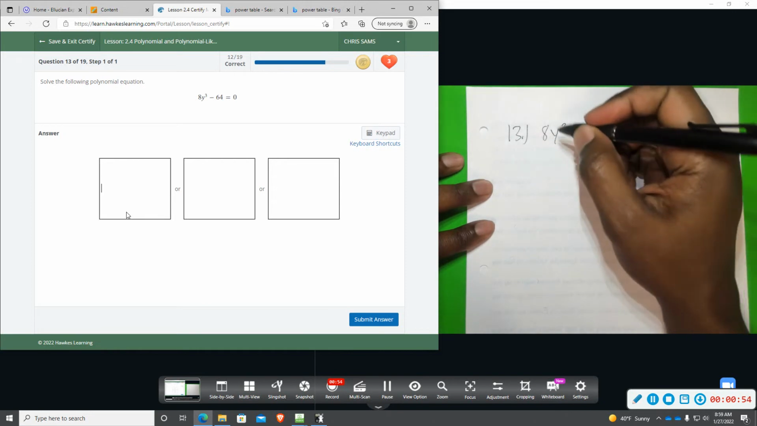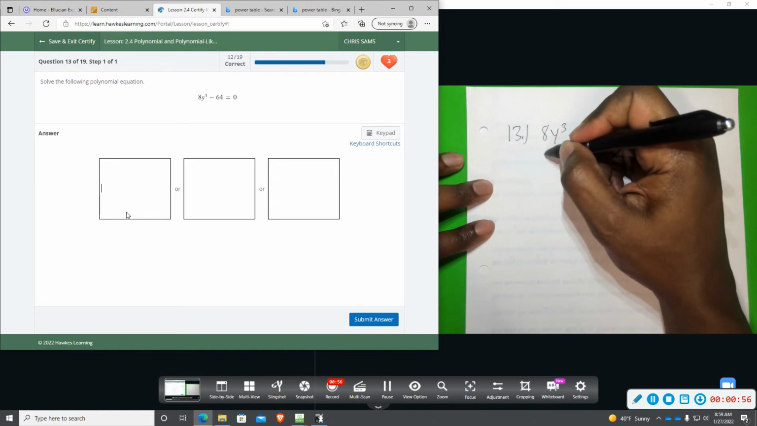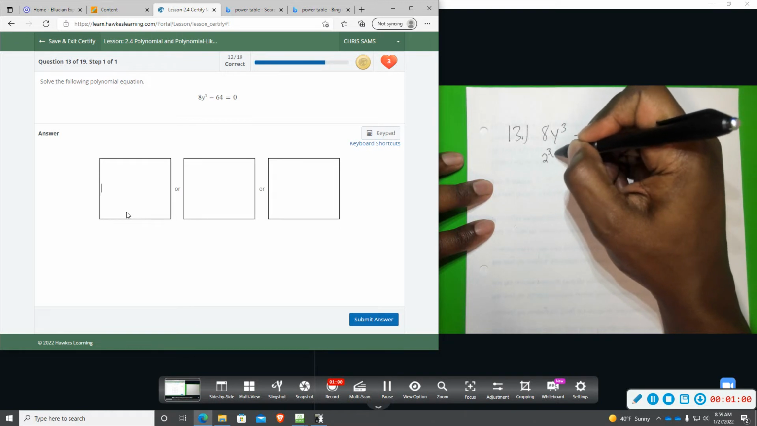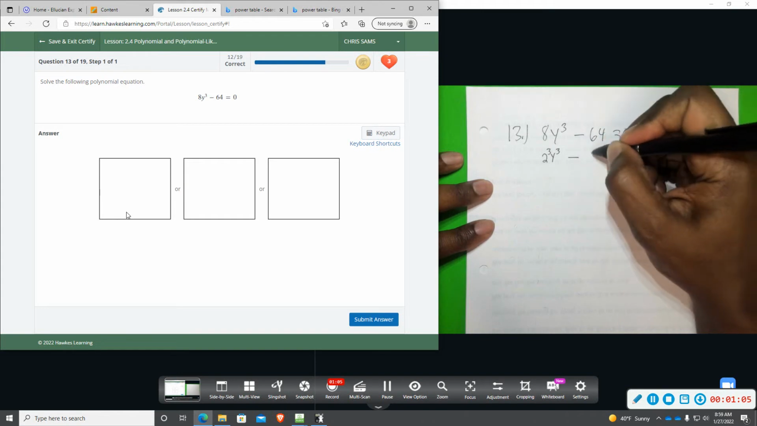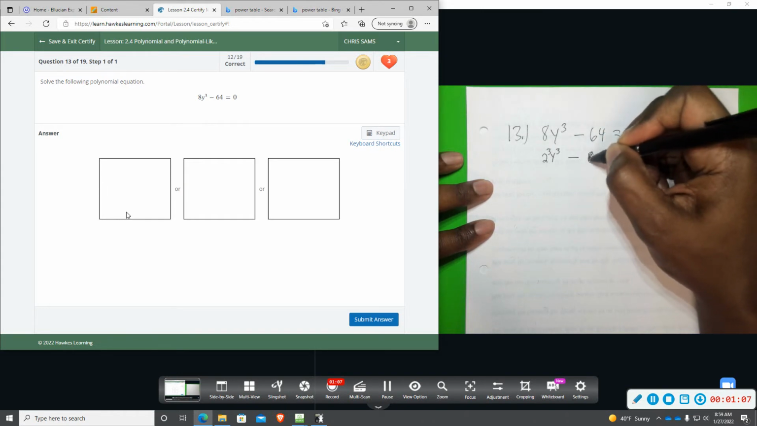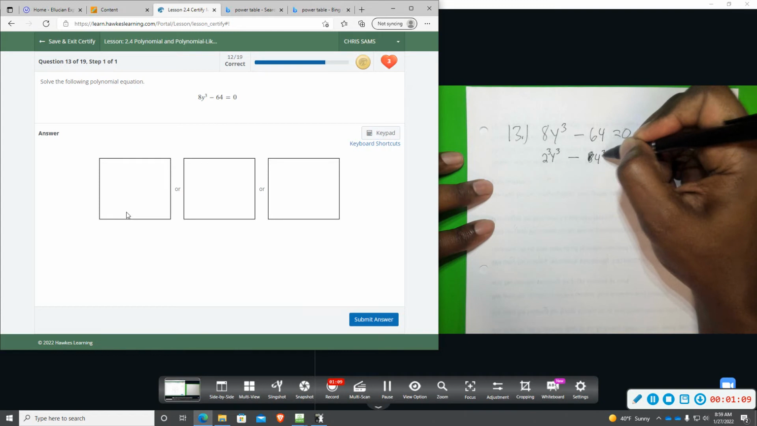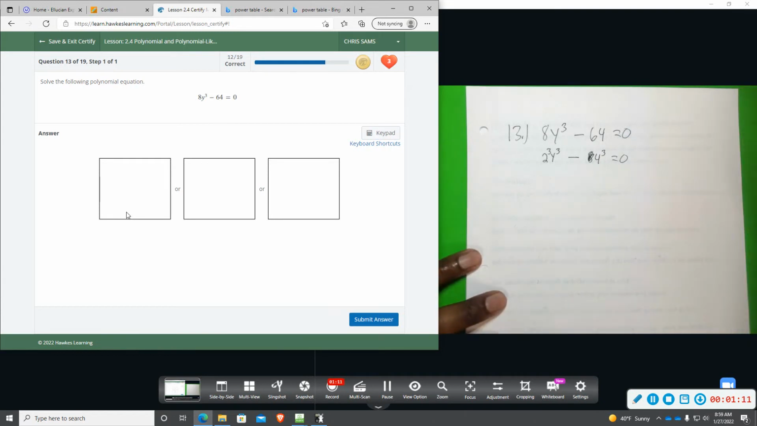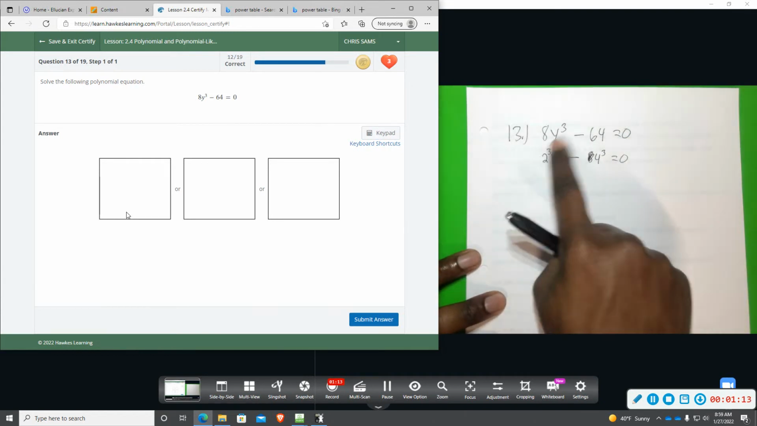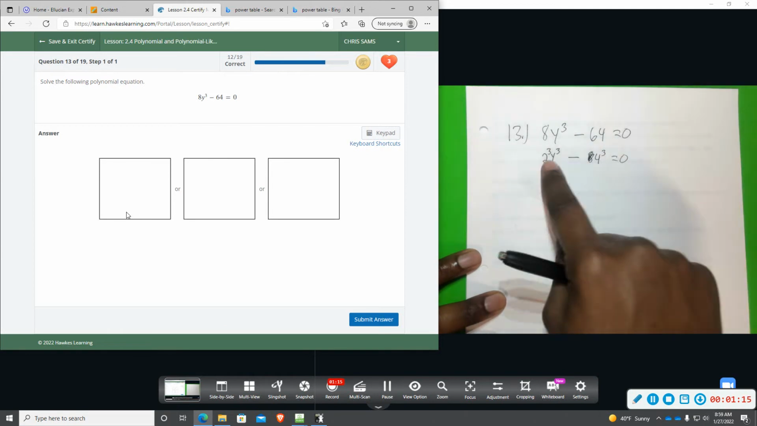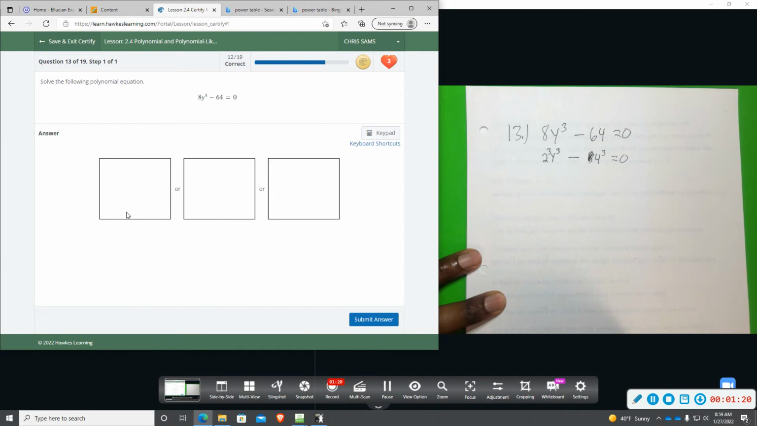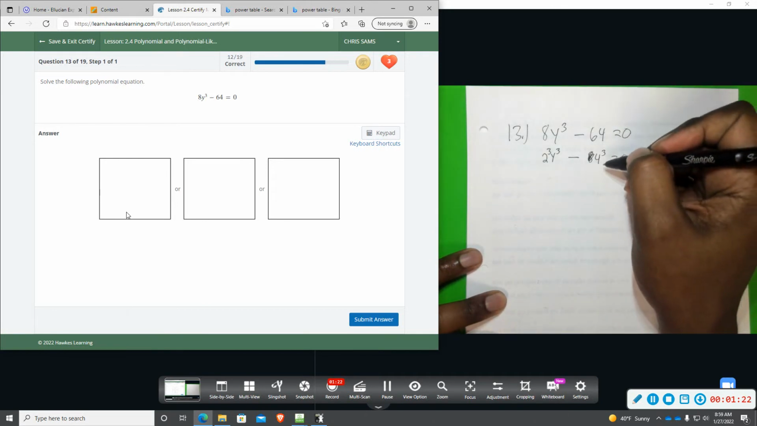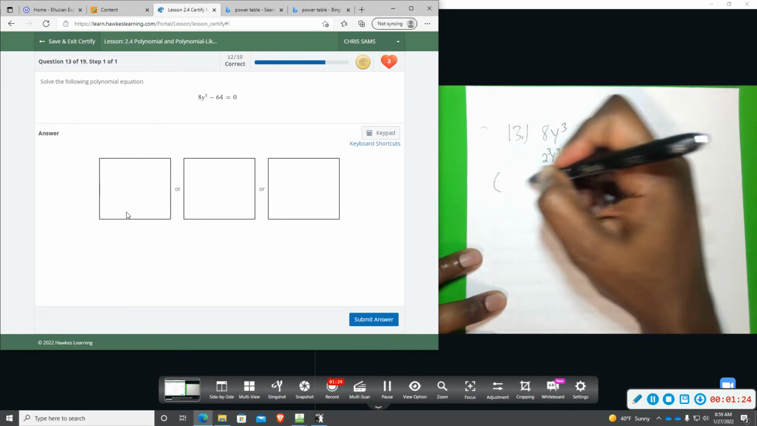So I'm going to rewrite them so you can see them as cubes. This is 2 cubed y cubed minus 4 cubed. Alright, even though there's more than just 1 and 1, like it's not just A and B, as long as they're cubed, the formula will still work. So that means I'm going to apply that formula.